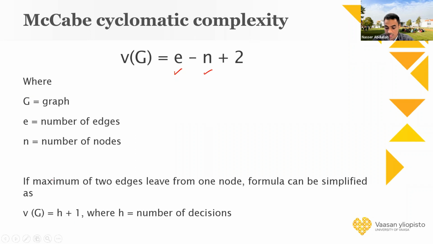When you use this formula, the maximum number of edges leaving any node in the graph must be 2. If it is 3, you cannot use this formula, so you go back to the first formula. Either of these two formulas can be used for calculating the cyclomatic complexity.